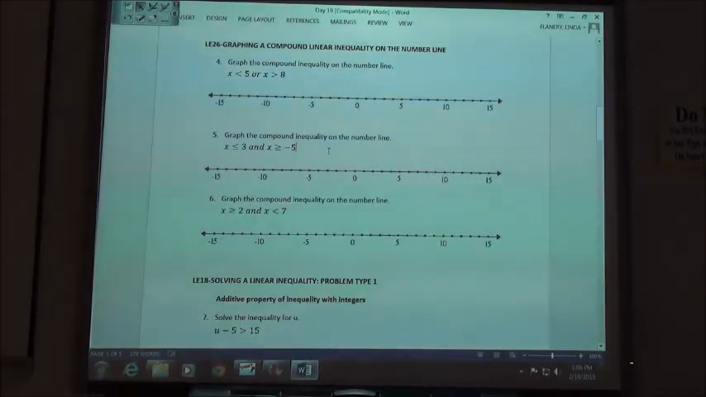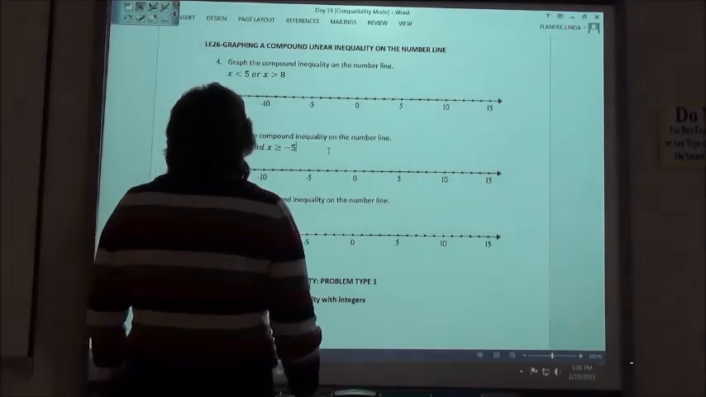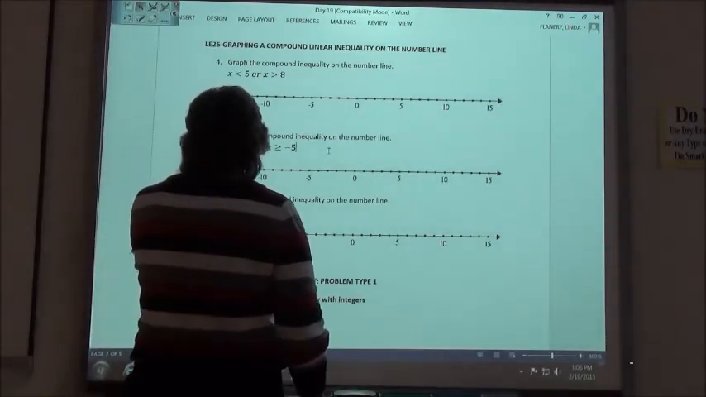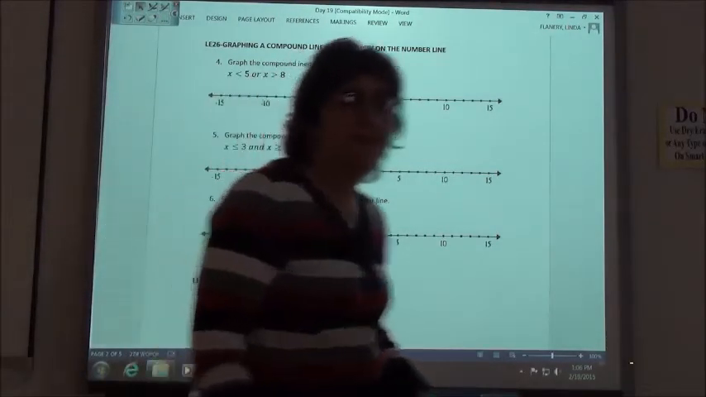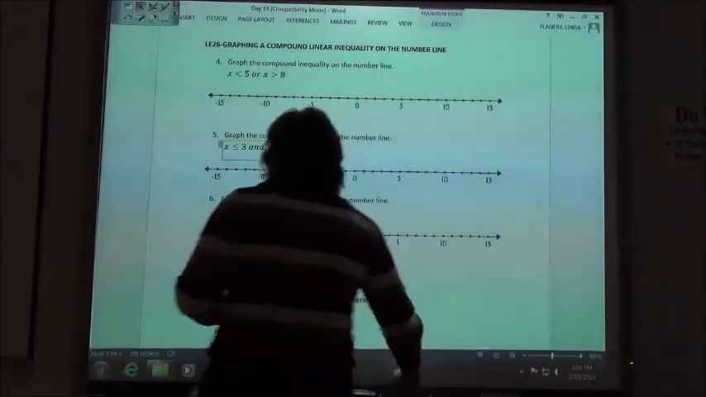Number 5, x is less than or equal to 3, and... that can't be an and. That one can be an and. I don't know where she got these from. Oh no, that one can be an and. Never mind. That one can be an and, because I got a negative 5, not a positive 5.